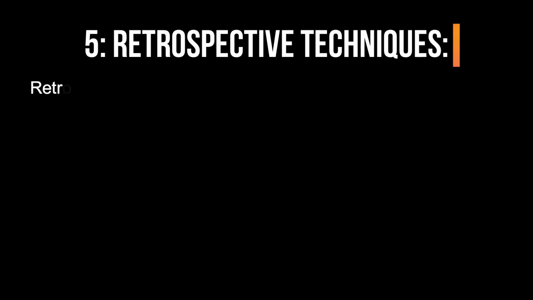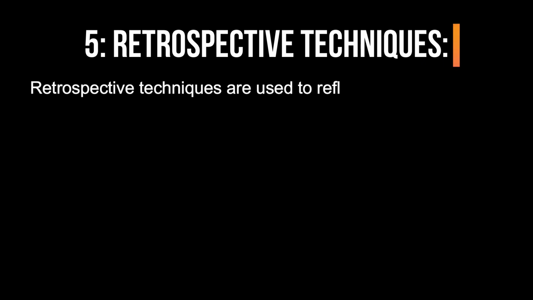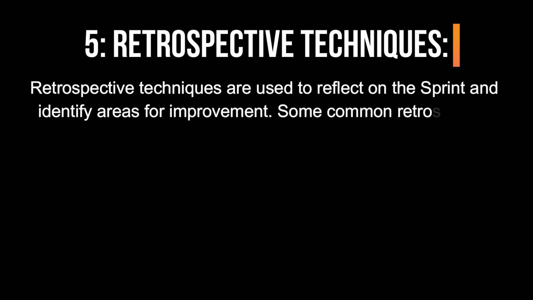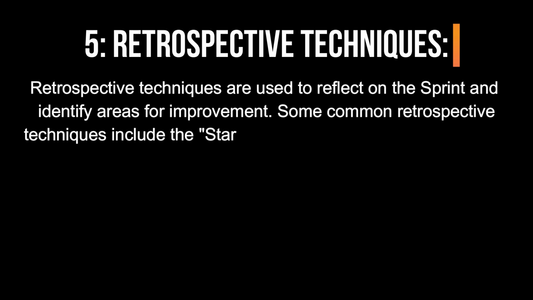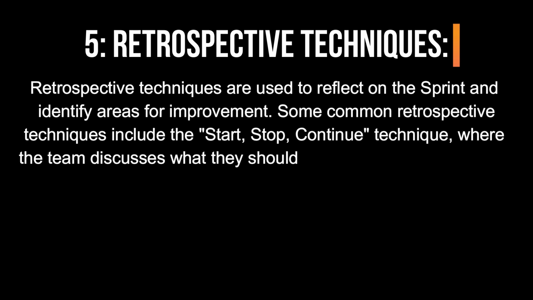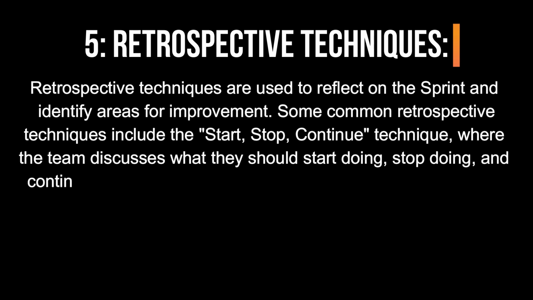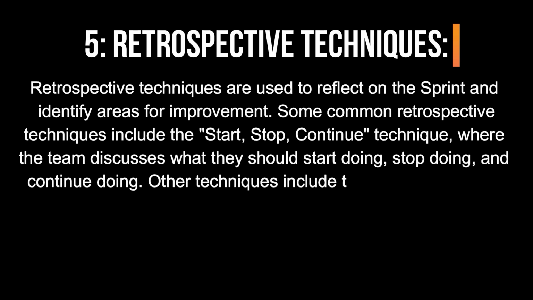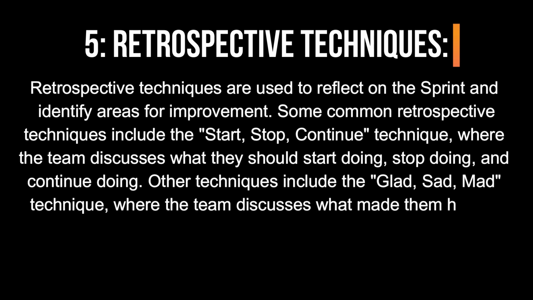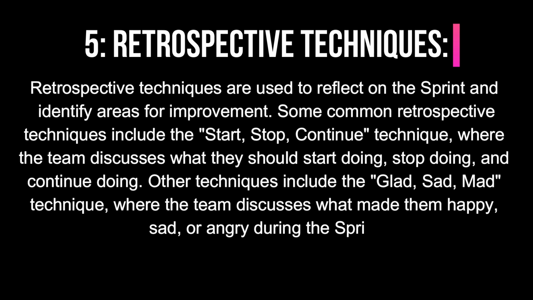5. Retrospective Techniques. Retrospective techniques are used to reflect on the sprint and identify areas for improvement. Some common retrospective techniques include the start, stop, continue technique, where the team discusses what they should start doing, stop doing, and continue doing. Other techniques include the glad, sad, mad technique, where the team discusses what made them happy, sad, or angry during the sprint.